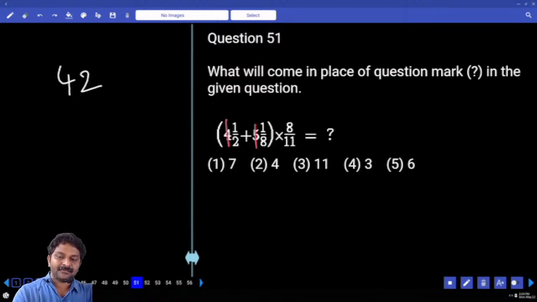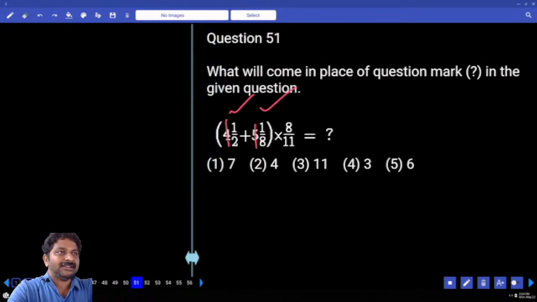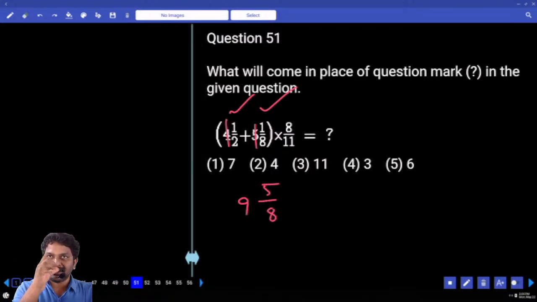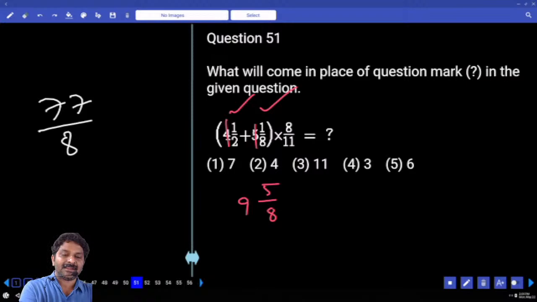Four plus 5. Already we have 9. When you observe the fractions, what is the highest denominator? So let's make the first denominator also 8. So we actually have 1 by 2 that can be treated as 4 by 8 plus 1 by 8, 5 by 8. So total 9, 5 by 8. Mixed fraction convert into improper. 8 nines are 72 plus 5, 77 by 8 into answer.